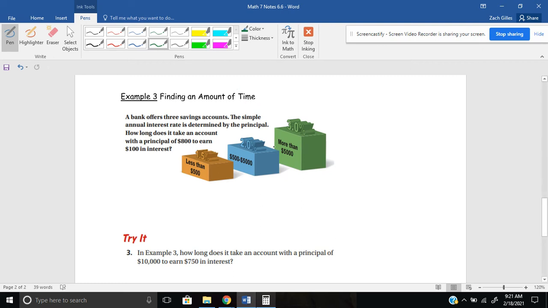So basically, looking at this diagram, what it's saying is, if you put more money into an account, the bank will give you a better interest rate. So if you put more than $5,000 into an account, you can get a 3% interest rate. But if you only put in $500 to $5,000, you only get 2%. And here's the lowest percentage rate.